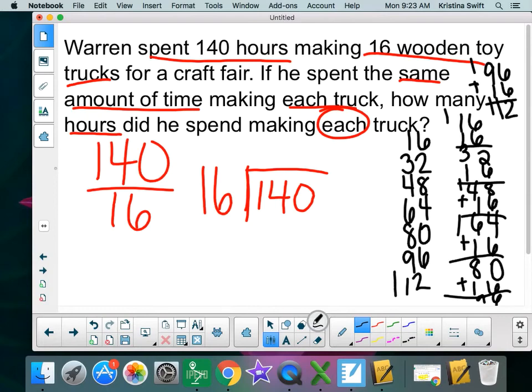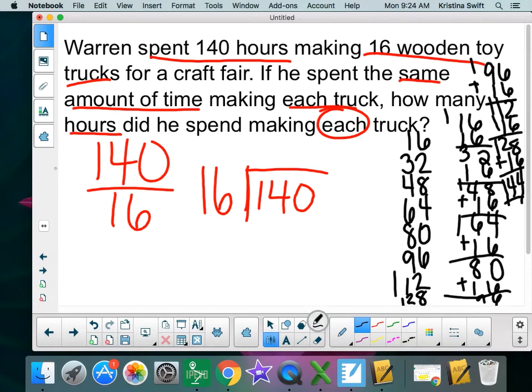So I have 1, 2, 3, 4, 5, 6, 7 so far. Let's add 16 again. I'm at 128. Getting close. So let's add 16 again. 8, 9, 10, 11, 12, 13, 14. Carry the 1, 2, 3, 4, and 1. So that's 144, which is bigger than 140. So I'm not even going to write that one down because I know that it can't be that.